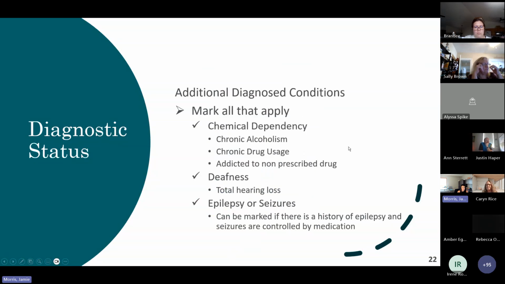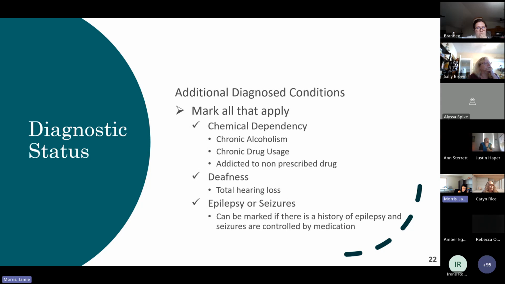We do have chemical dependency to look at. That is chronic alcoholism, chronic drug use, or some type of addiction to some prescriptions or drugs that are not prescribed to them. Again, we would see some documentation of that. We wouldn't necessarily just take it as somebody says they have these issues. We would need to see that it is documented somewhere. Excuse me, deafness would be a total hearing loss. Epilepsy or seizures would be marked if there's a diagnosis.